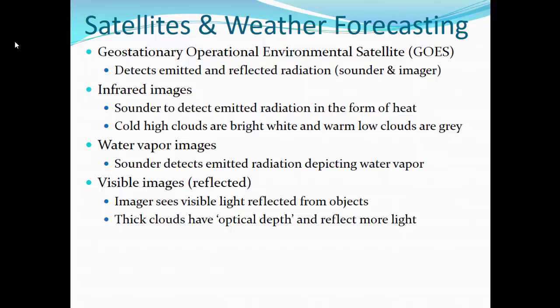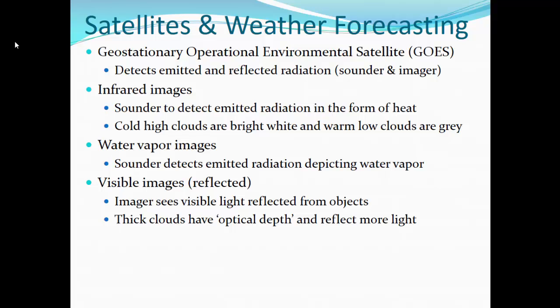Infrared images, the sounder detects emitted radiation in the form of heat. So where it's very, very cold, that's going to be the tops of very, very high clouds, and they're typically painted bright white. And then if you have low clouds, you're going to have warmer cloud tops. And so they're radiating away or emitting infrared radiation, as all objects do, so clouds do it as well. And those low clouds are going to be warmer, and they're going to be painted as gray.